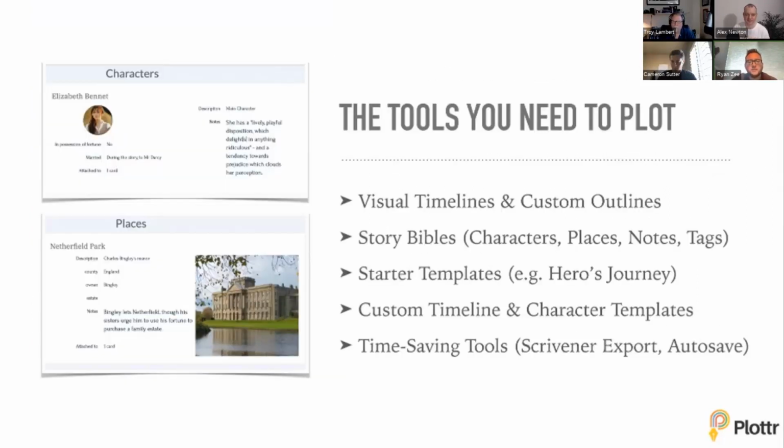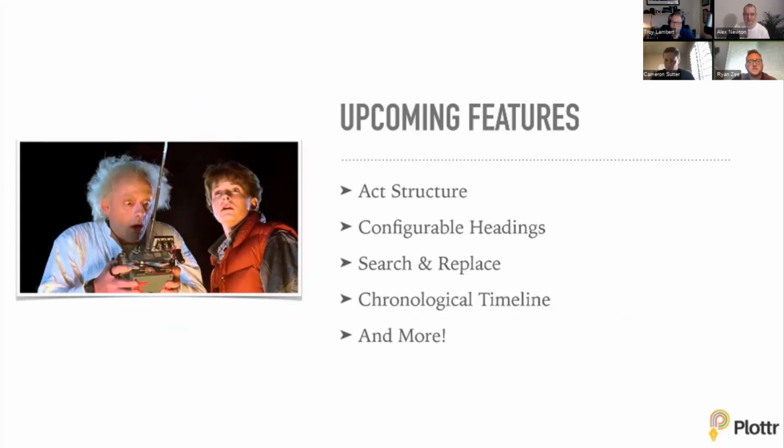So Plottr includes all of the tools you need to plot. It includes visual timelines and custom outlines, the story Bible functionality we went over, characters, places, notes, and tags, starter templates like the hero's journey, romancing the beat, and many more, the ability to create your own timeline and character templates, and time-saving tools like the Scrivener export, Microsoft Word export, and auto-saving functionality, among other things we can go over in the Q&A.